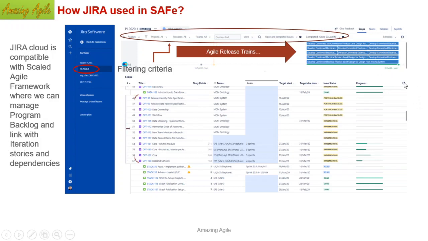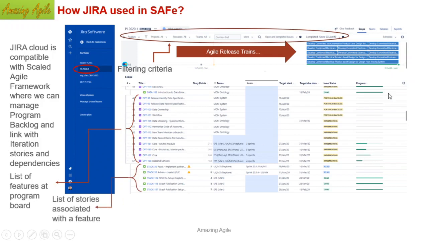And if you click this button, it will show you the gear button. So these are the stories and these are the features. If you click this button, you will see the many ways to add and remove columns and make it more meaningful to you. So this is the overall concept of the Jira board for SAFe. And here you can see there are filtering criteria, there is some scope, and some different views, but overall this is the concept.